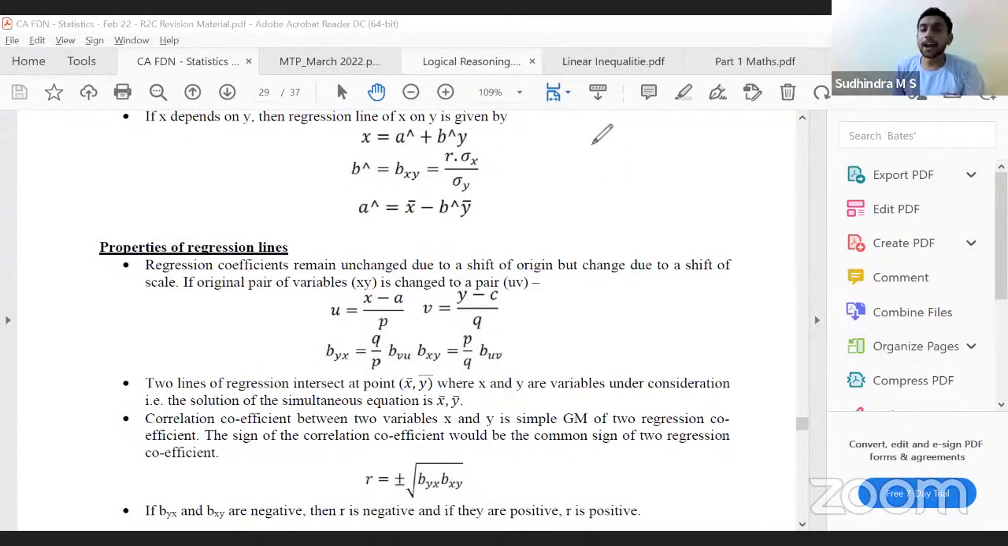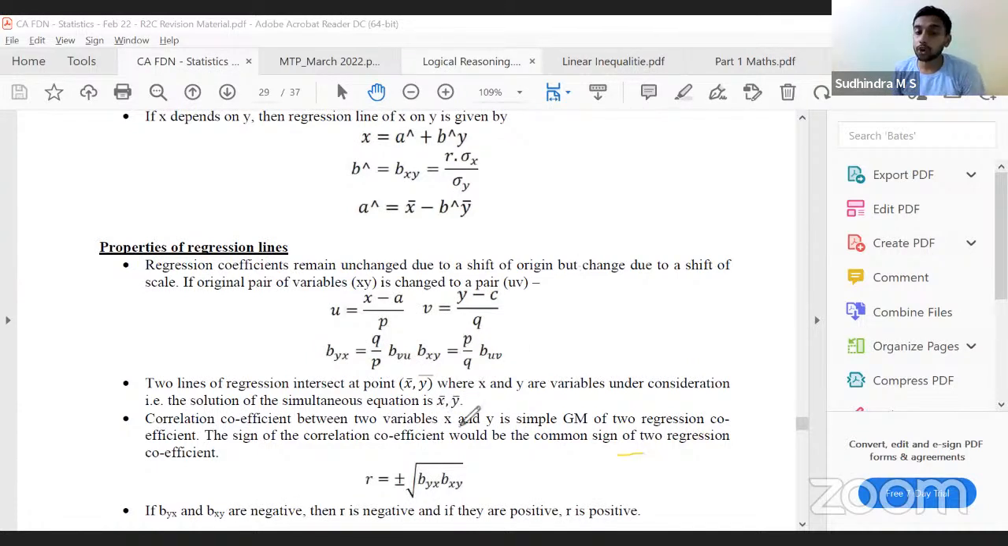Okay. Now we have two regression coefficients. I want to calculate the respective arithmetic means. How to do it? By solving those two regression equations. The two regression lines intersect at x bar and y bar. Therefore, for any given regression equations, if you want to calculate x bar and y bar, we have to solve the simultaneous equations.